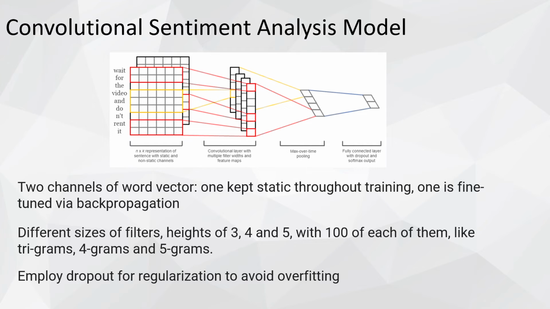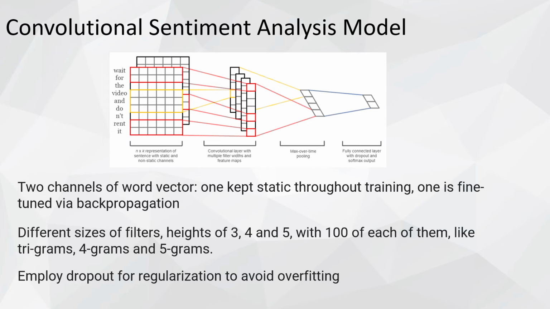We use 2 channels of word vector. One keeps static throughout training, one is fine-tuned via backpropagation. And in the convolution layer, we have multi-filters. Every filter is applied to both channels, and results are added to calculate the feature of every window of h words. We use h equals 3, 4, or 5 with 100 of each of them.